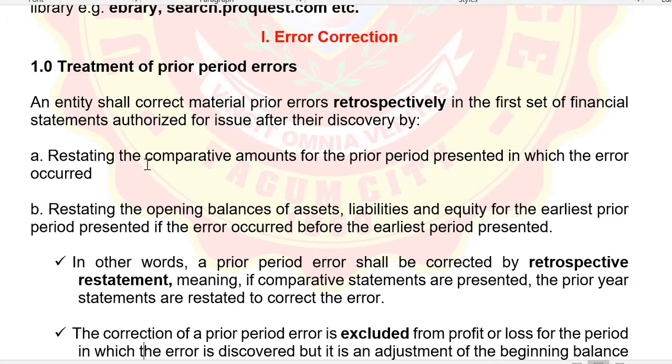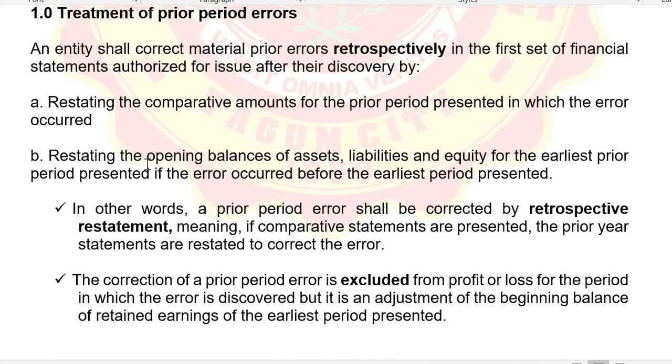Okay? So, restating the opening balances of assets, liabilities, and equity for the earliest prior period presented if the error occurred before the earliest period presented. In other words, a prior period error shall be corrected by retrospective restatement. Meaning, when you prepare comparative financial statements, the prior year statements are restated to correct the error for the purpose of comparability. So you need to correct the error before you have comparative financial statements. The correction of prior period error is excluded from profit or loss. So pag mag-correct ka ng error, hindi siya included sa profit or loss, but rather adjustment siya sa beginning balance of retained earnings.